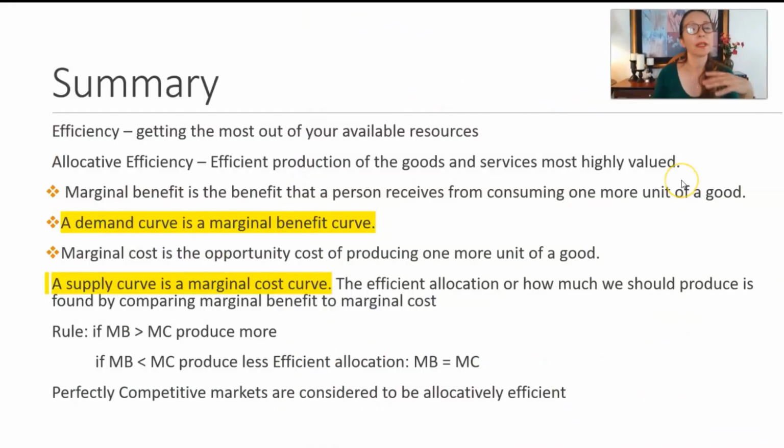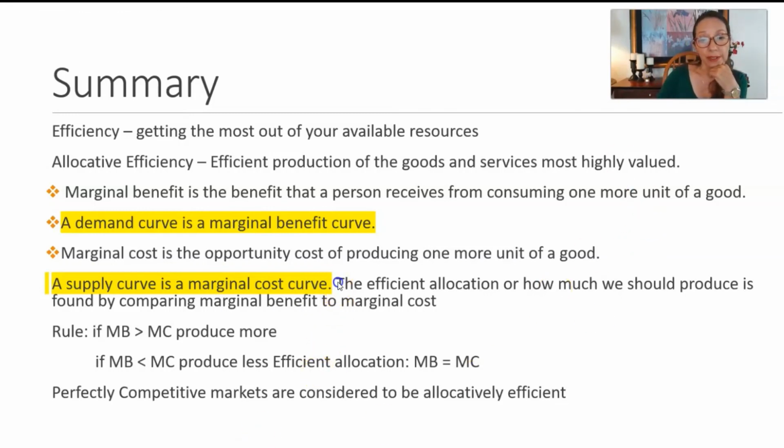So to summarize, efficiency means getting the most out of your available resources. Allocative efficiency is the efficient production of goods and services that are most highly valued. We talked about marginal benefit, which is the benefit that a person receives from consuming one more unit of a good, and that the demand curve is the marginal benefit curve. We talked about the marginal cost curve, which is the opportunity cost that a producer or a seller faces by producing one more unit of a good or service. The supply curve is the marginal cost curve.